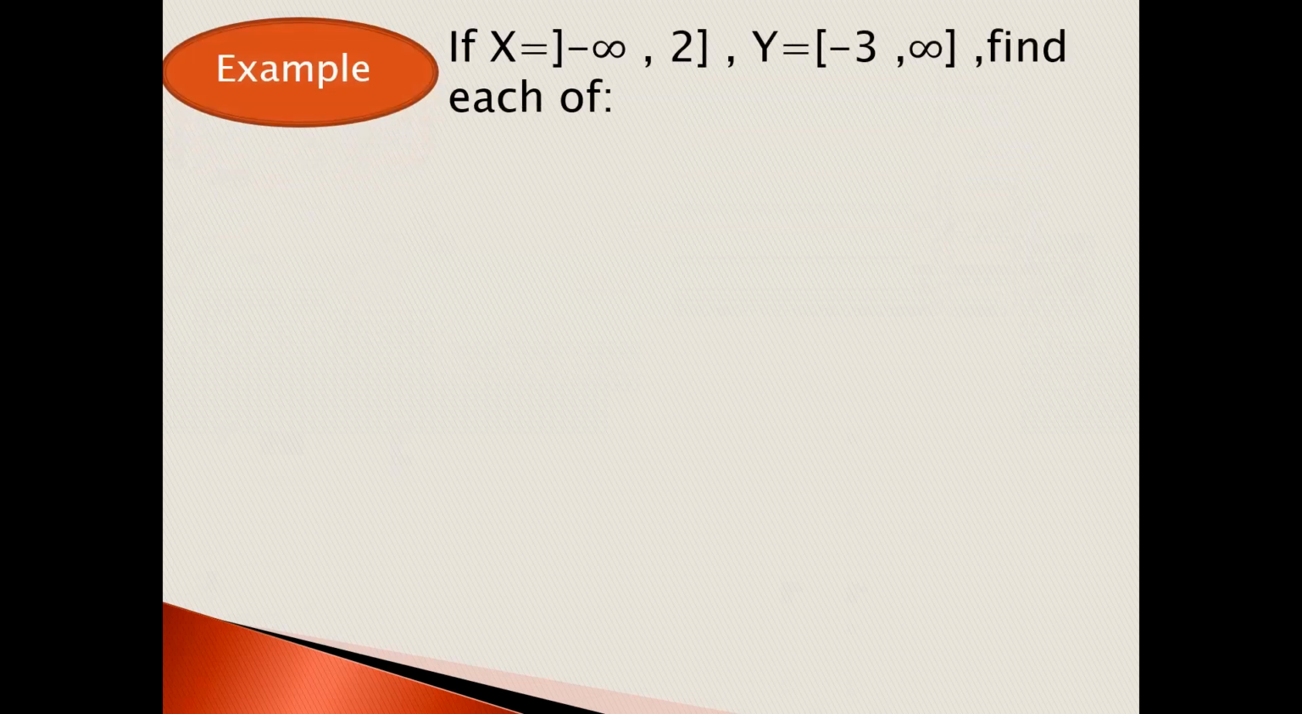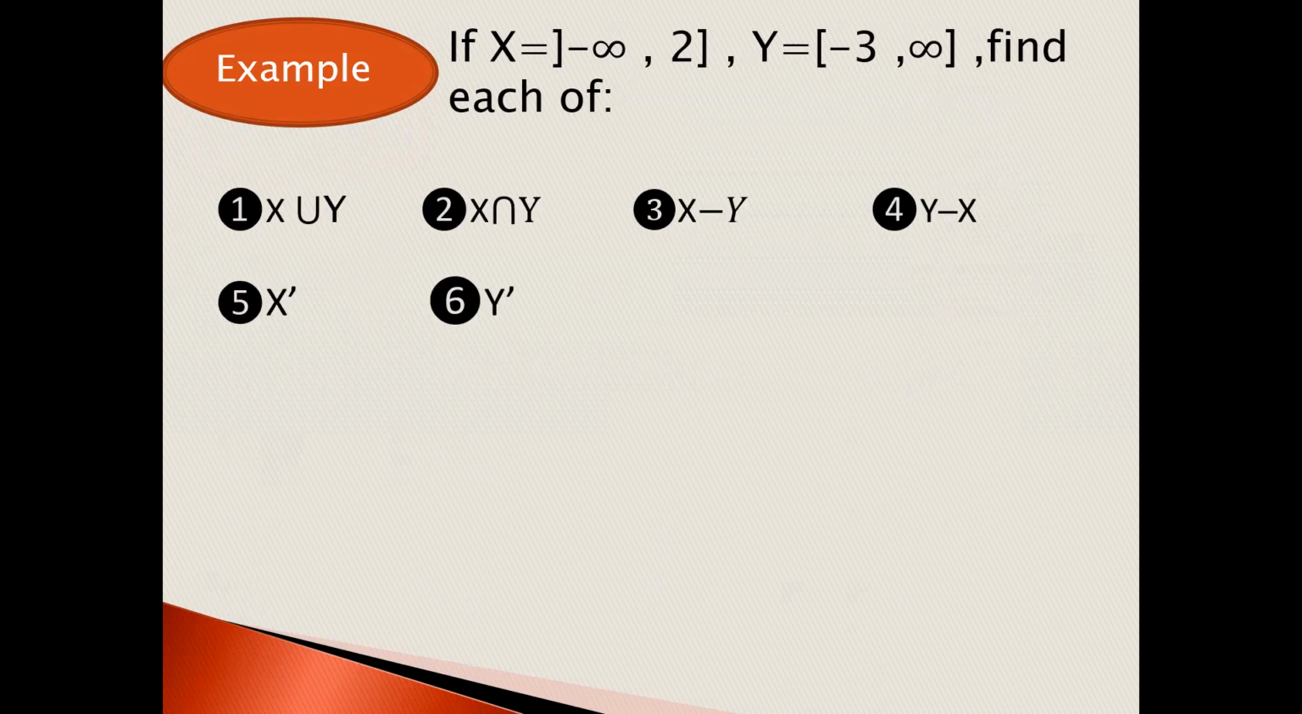Okay, for example, here I have x as negative infinity to 2, negative infinity open and 2 closed, and y as negative 3 to infinity. First, I want x union y. X union y means that I want to make a union between x and y in one interval.